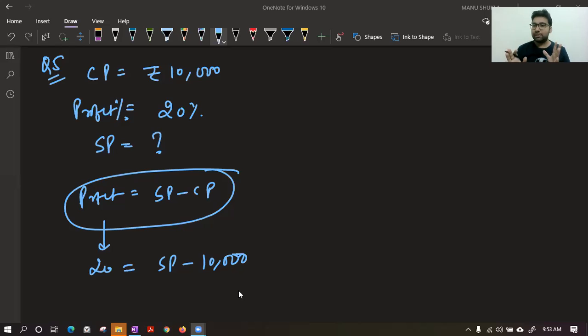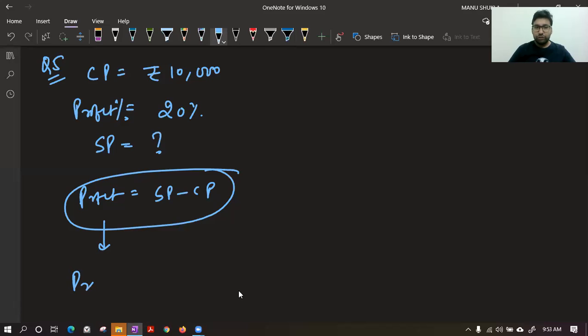Formula cannot have percentage. So first we need to find the value of what? Before finding SP we need to find something else. Yes, we need to find the value of profit. How much profit we have got? So first we need to find the value of profit. Very simple. And we know how to convert percentage into value. We have to divide by 100.